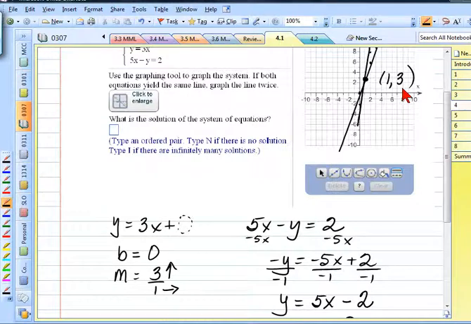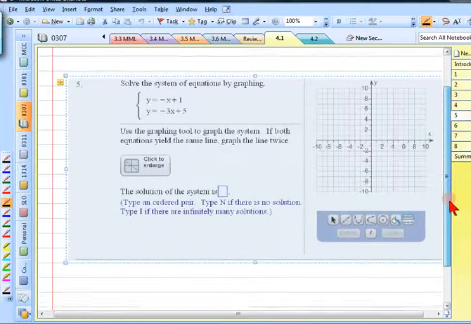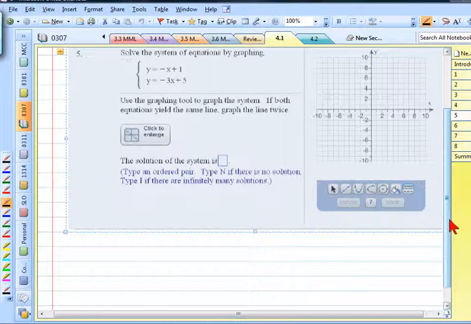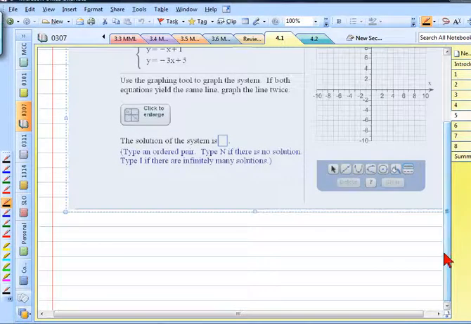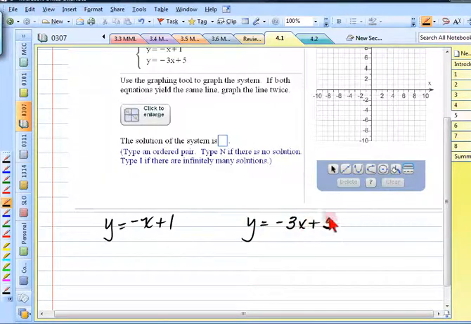All right, let's take a look at number 5. The nice thing about problem number 5 is that both of the lines are already in slope-intercept form. The first line is y equals negative x plus 1, and the second line is y equals negative 3x plus 5.